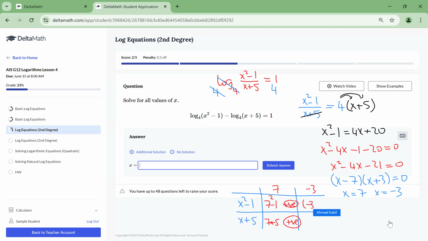Negative 3 power 2 minus 1. This is 9 minus 1, which is 8. So again, a positive value. Here we have negative 3 plus 5. And again, this is a positive value. So both of these values would work. And I would just add a solution here. Put 7 and negative 3.